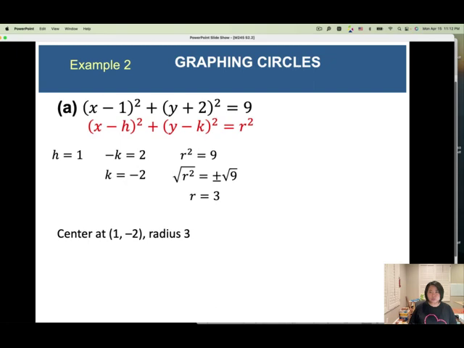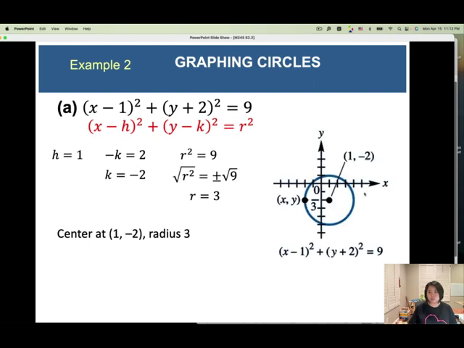So try to graph this circle on your graph paper. So x equal to 1, y equal to negative 2, and then radius is going to be 3. So you're going to count 1, 2, 3 units. 1, 2, 3. 1, 2, 3, and 1, 2, 3 here. Okay, so you should have 4 points, and then you're going to join them together to make a circle.